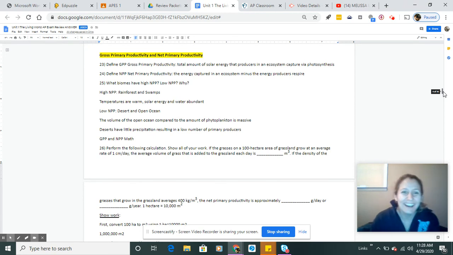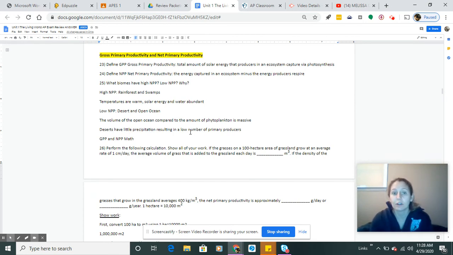Not much. So what biomes have a high net primary productivity? Something with a lot of moisture, a lot of warmth, and a lot of plants. So we have rainforests and swamps, really high, and that's for land. Really low, you have desert and open ocean. The volume of the open ocean compared to the amount of phytoplankton is a really massive ratio. So you have to take that into consideration.